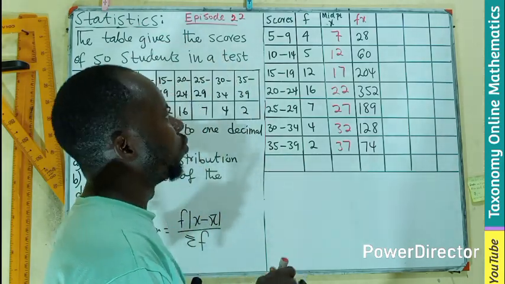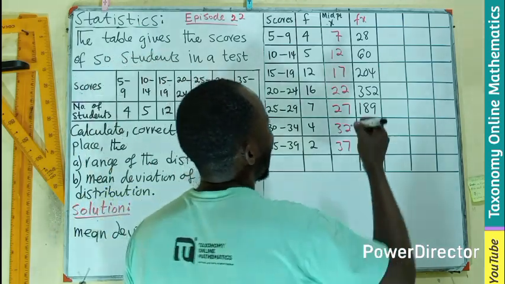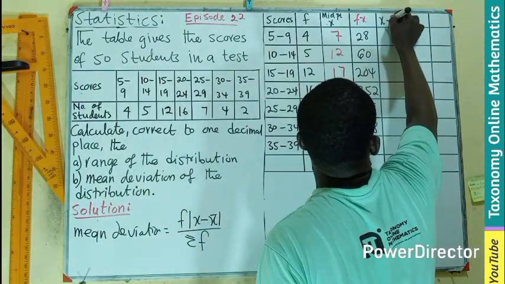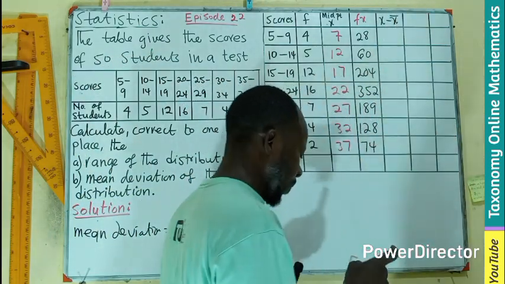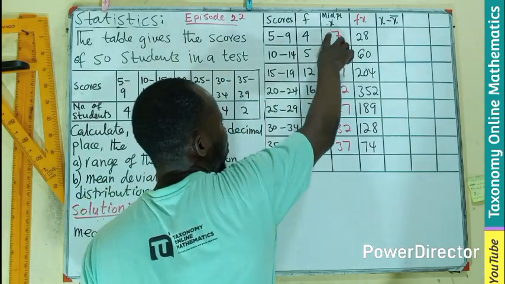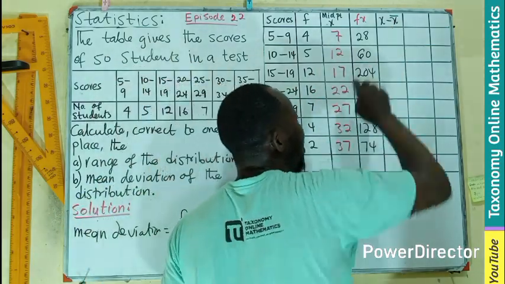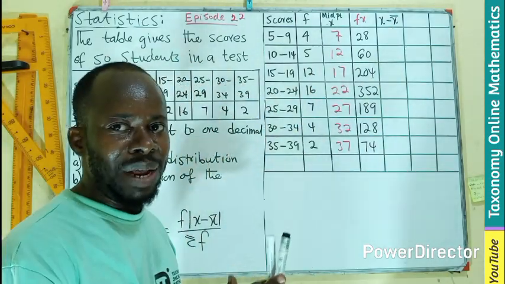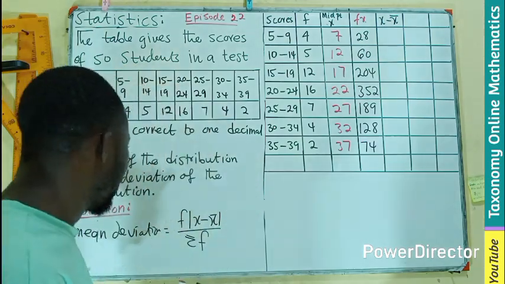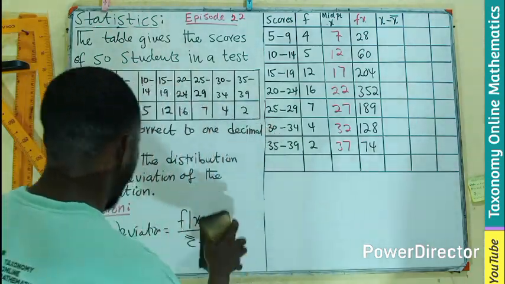The next column to do should be x minus x bar, meaning these values we have here minus the mean, which we are not aware of what the mean is. So we need to find the mean first. Let me find it here.